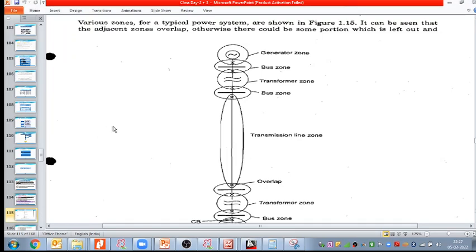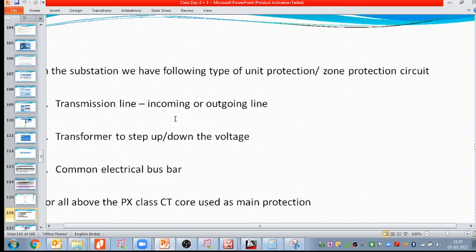Thank you, Ganesh. So coming back, selectivity, that is the point. We have the option of selectivity if we have zone protection. So I think that is clear, the PX and the P class CTs.